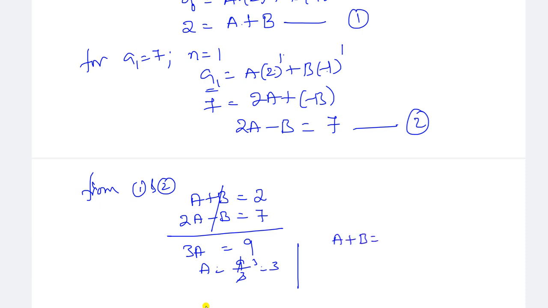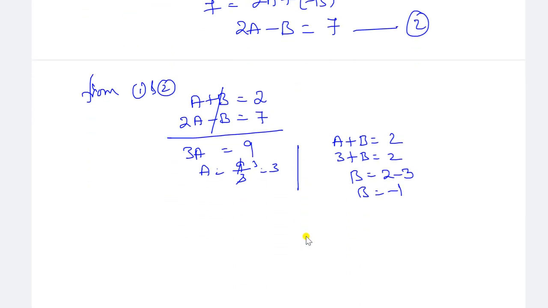Okay, with the help of a equal to 3 we can find the b value. a plus b equal to 2, so 3 plus b equal to 2, so b equals 2 minus 3, that is b equal to minus 1. So here the a value is 3 and the b value is minus 1.